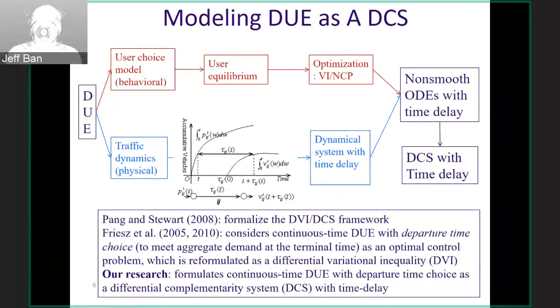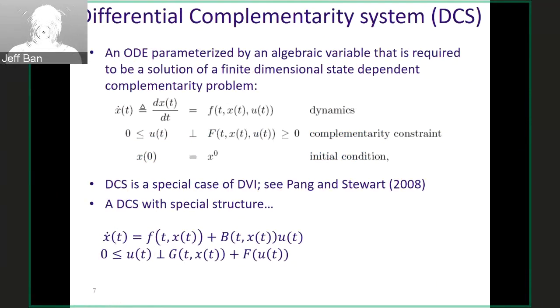And that's the reason we think DCS is a proper framework for DTA problems to capture these two components, because of the DCS form. If you look at the classical definition of the DCS, it's actually an ODE, but it adds these complementarity components, right? So you have an ODE, it's the dynamics, you can think about your traffic flow dynamics, but at any time t, you should have a complementarity satisfied, which you can consider as route choice conditions, right? So that essentially captures the two components of DTA that we are concerned about.